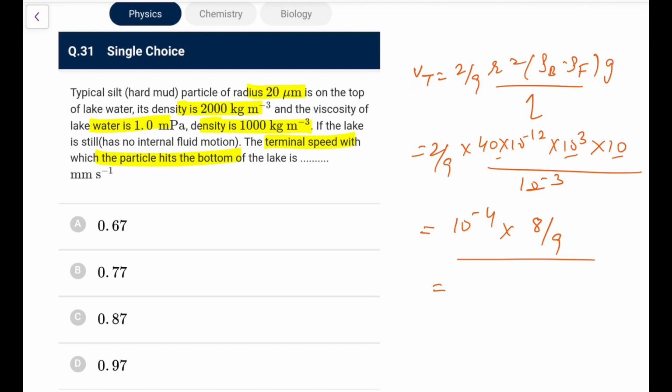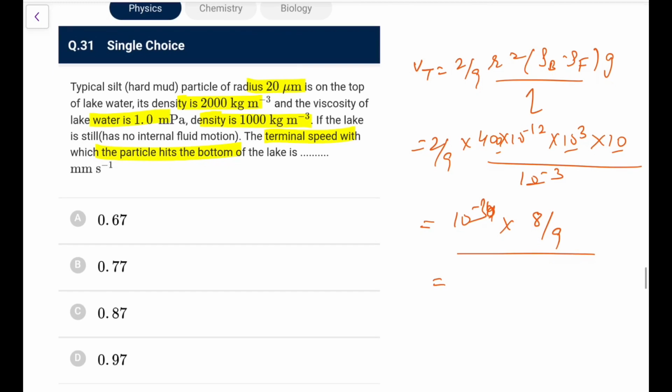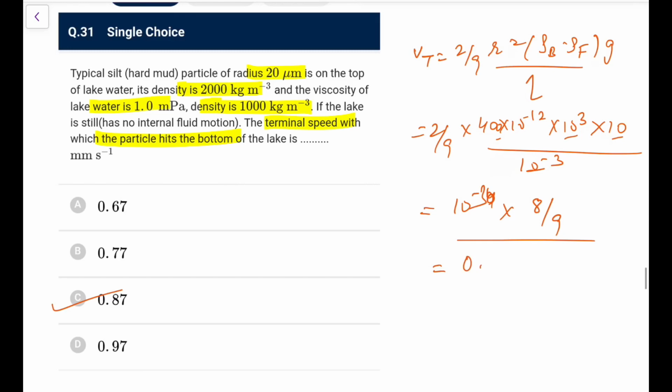I can go for easily. Let me check again if there's some issue. 28 is 400. Okay, so one power I have missed. So it is 10 to the power minus 3 into 8 by 9. So in millimeter per second it is 8 by 9. 8 by 9 is what we can write it as: 9 7s are 63, 9 8s are 72. It would be 0.87. You can go for option C. So it is 0.87 millimeter per second.